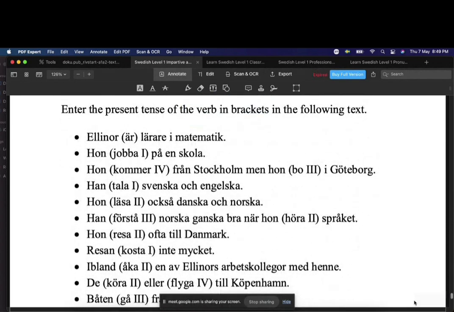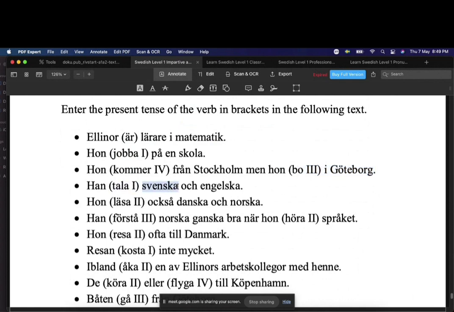So here we have another exercise. This one is called "Ellen". "Ellen är lärare i matematik": Ellen is a teacher in mathematics. "Hon jobbar". So this is group one. I will add here one R only. "Hon jobbar i skolan": she works in school. And here we have "Hon kommer från Stockholm. Men hon bor i Göteborg": but she lives in Gothenburg. This is group one.